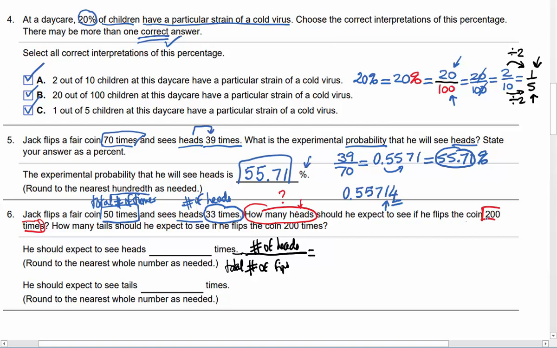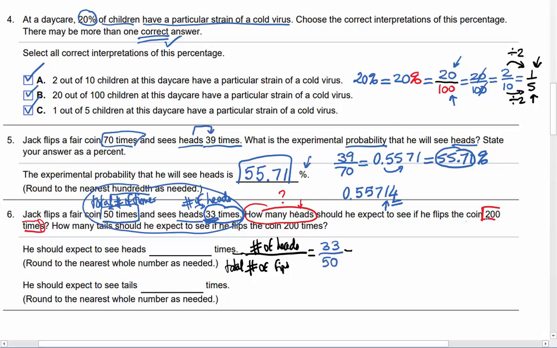So we'll set up this ratio with the blue information. Just looking at those two together. We are saying that for the number of heads, we have 33, that's the numerator, divided by the total number of times we flip the coin, over 50.